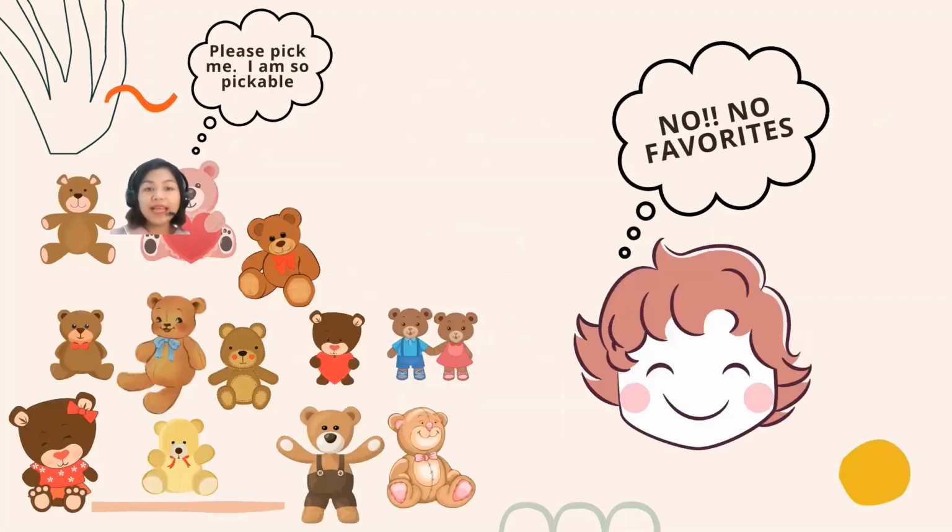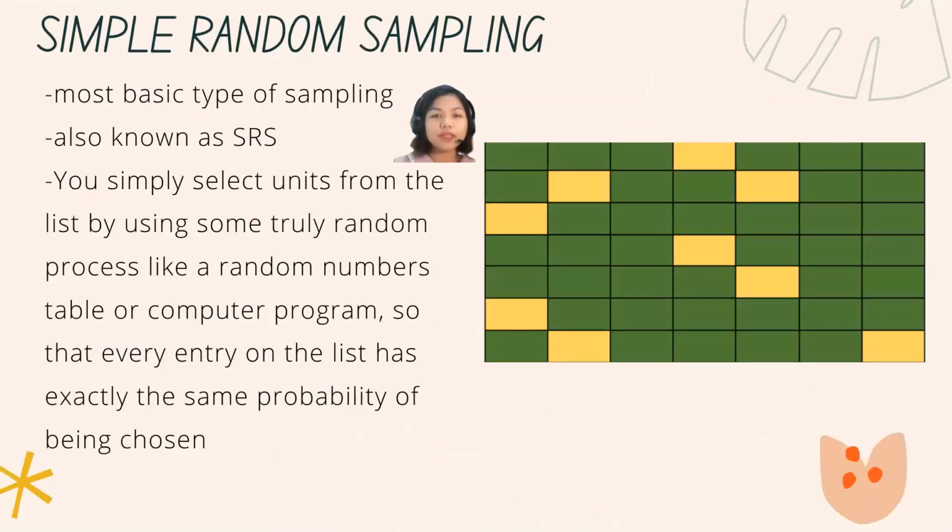Okay? So now, if there is a group of stuffed toys and merong isang bata. So probably sa stuffed toy na ito, magsasabi, please pick me. I'm so pickable. No? I'm so huggable. I must be chosen. Tapos sabi naman ng bata, no, favorites. Pwede ko kayong gamitin lahat. Ito Monday, ito Tuesday, ito ganito. There is randomization. Okay. That's why it's called unbiased sample or sampling.